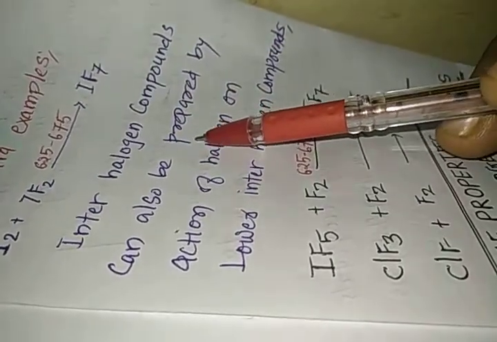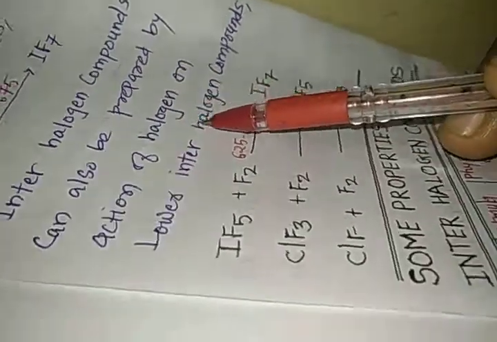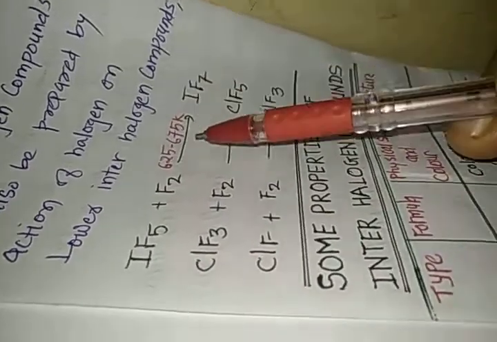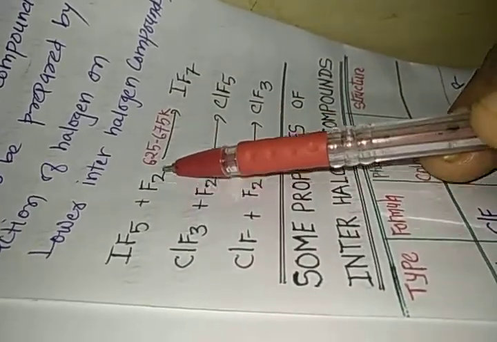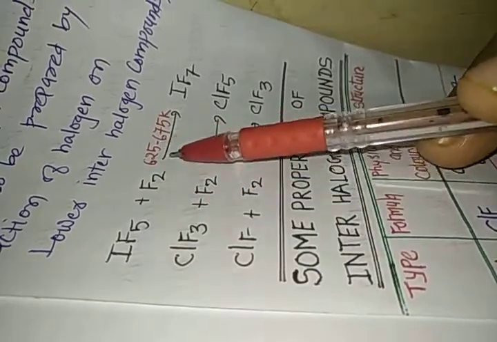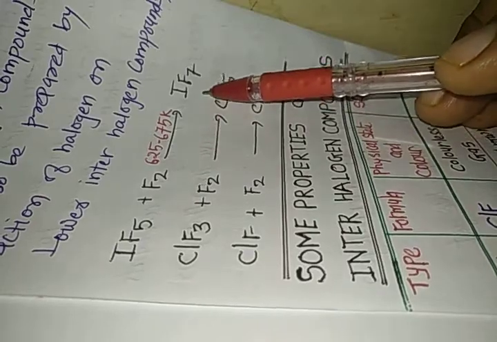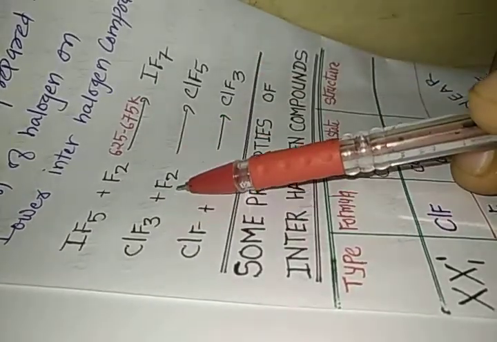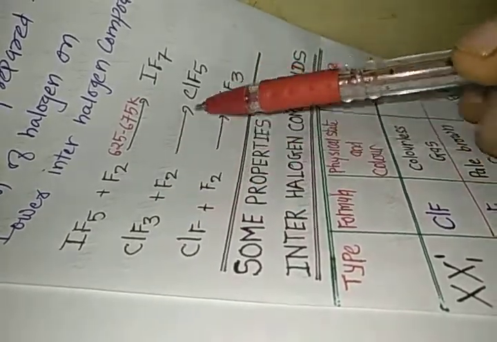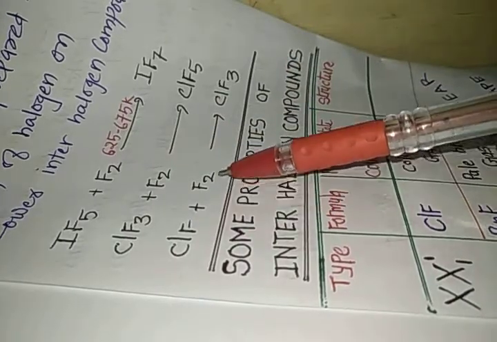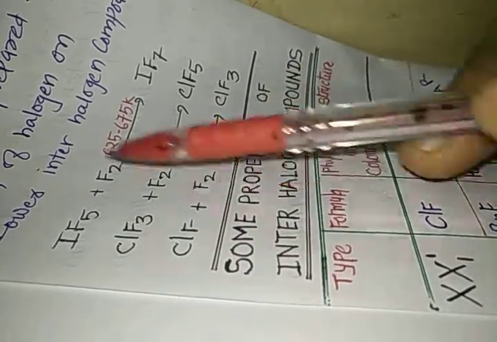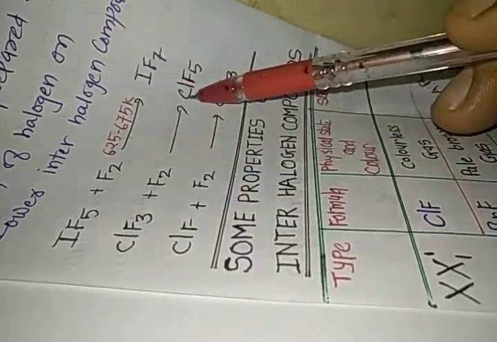Interhalogen compounds can also be prepared by the action of a halogen on lower interhalogen compounds. For example, fluorine, which is a halogen, if it reacts with the interhalogen compound IF5 at 625 to 675 Kelvin, produces IF7. ClF3, if it reacts with F2, gives ClF5. ClF, if it reacts with F2, gives ClF3. So when a halogen reacts with a lower interhalogen compound, it produces the higher interhalogen compound.